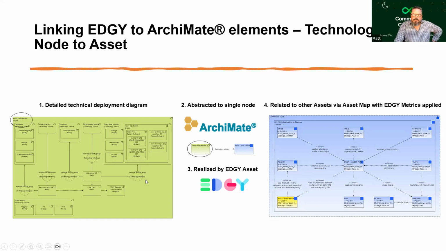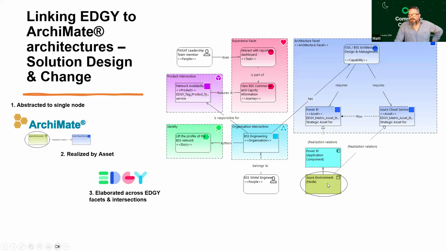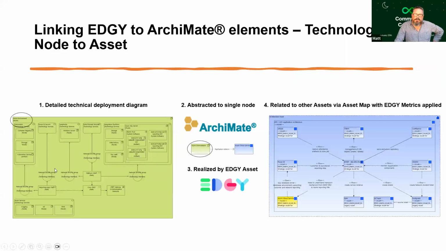I've turned, and then in the map I can show you here. I again have that. Sorry, I'll just jump back, because all of this low-level enterprise architecture modeling that I've done with the platform architect for Azure, I can then abstract it up into just being the Azure environment node, and then I can have that realized by the EDGY asset there, which is the Azure cloud service, which is represented there, and I've just heat mapped it as yellow.